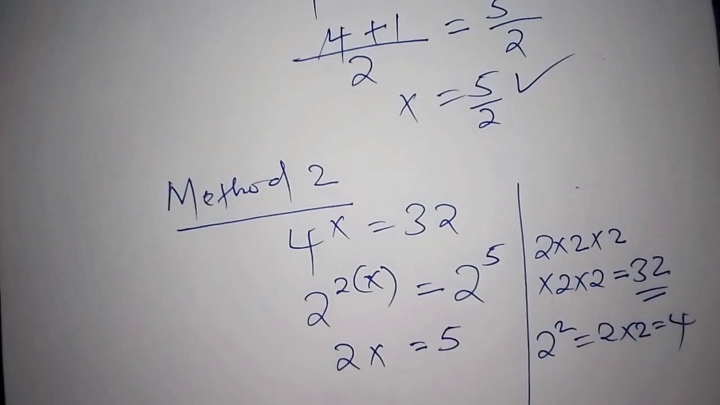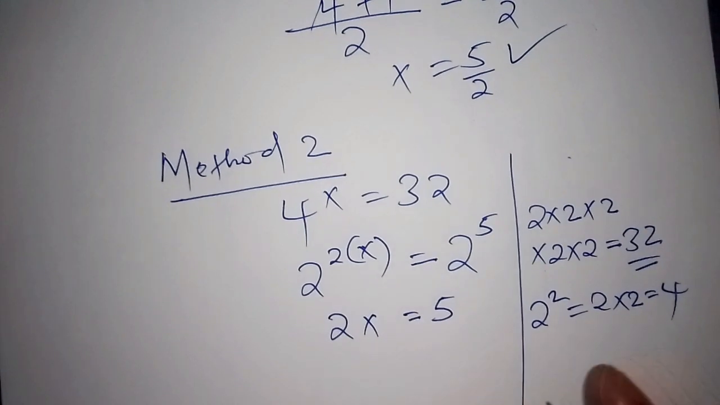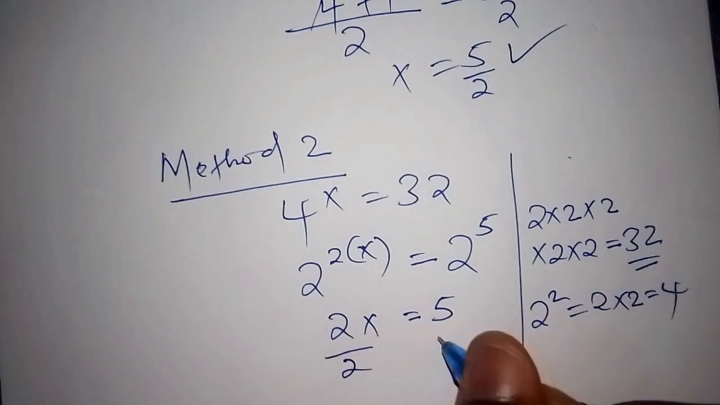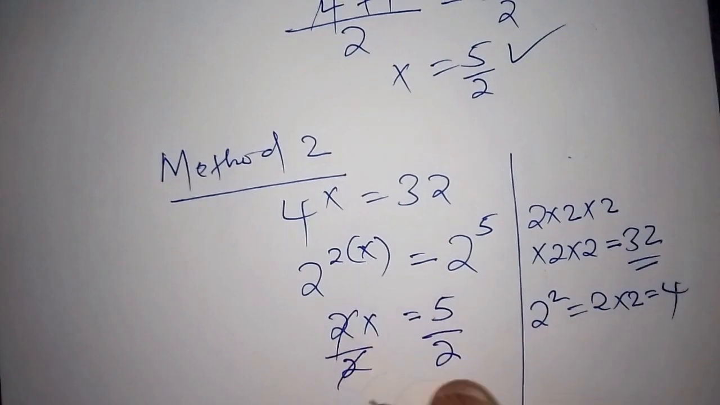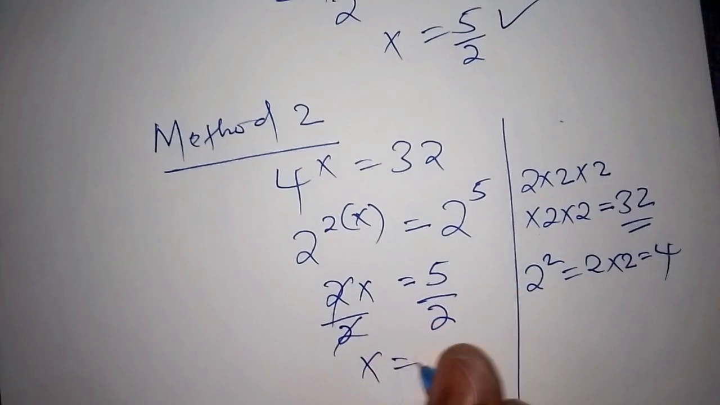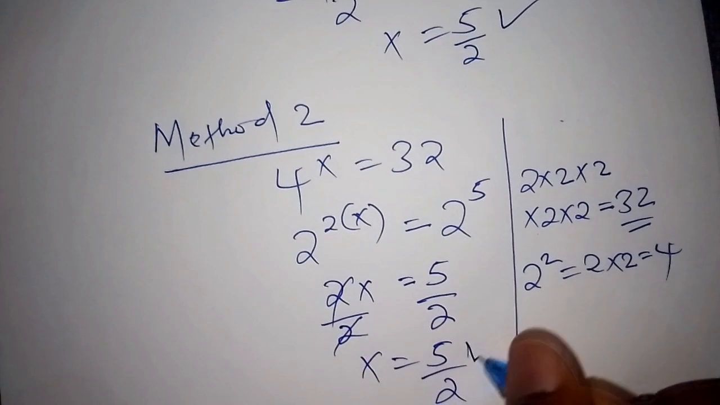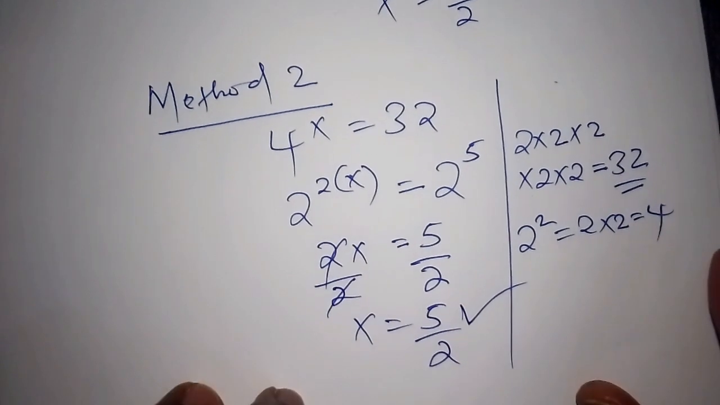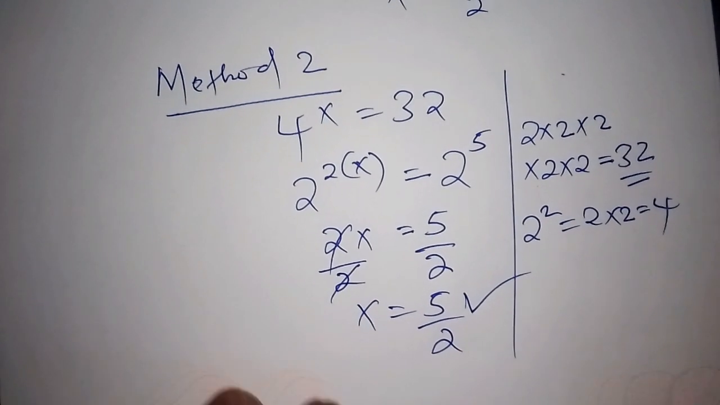How do we find the value of x? We shall divide both sides by 2, so this cancels each other. Now our x is equal to 5 over 2. You can choose any of the methods to work them out. If you happen to get 5 over 2, then you worked it out correctly.